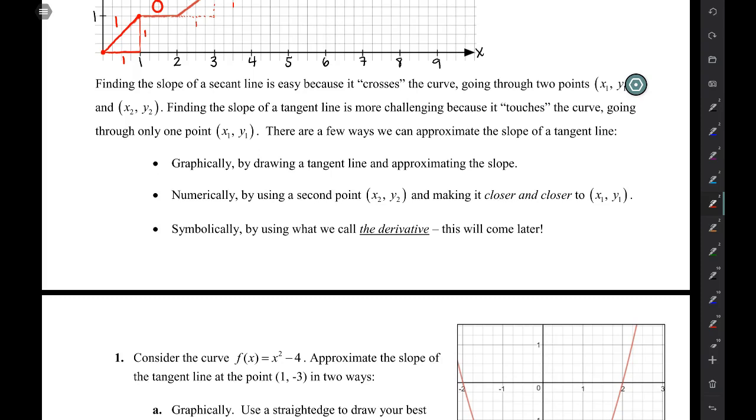And then you can also find it symbolically, which uses what we call the derivative. Who's heard of the derivative in calculus? That's the thing. If you talk to someone about calculus, they'll go, oh, it's about derivatives and stuff. So we'll talk about derivatives a lot, but we're not quite there yet. It'll be down the line.